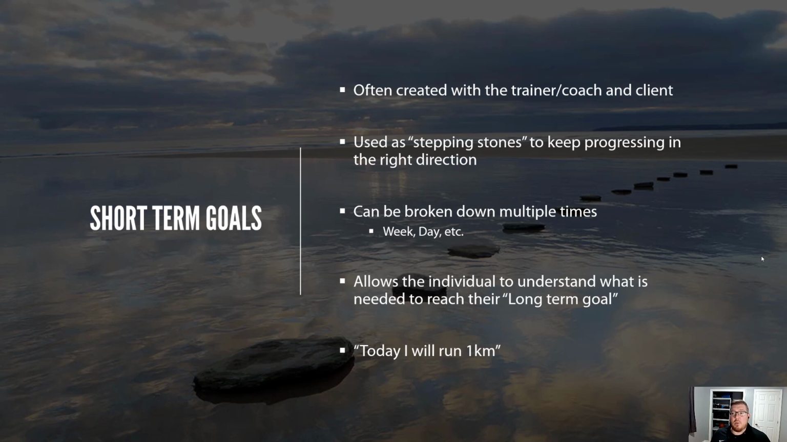They can be broken down multiple times, either in the week, the day, just smaller goals that we're going to use. This allows the individual to understand what's needed to reach their long-term goal. So for instance, if their long-term goal was, I would like to run a marathon, maybe a short-term goal was today we're going to run 1K. We'll run 1 kilometer, and then we'll build on that progressively over the coming weeks and months.